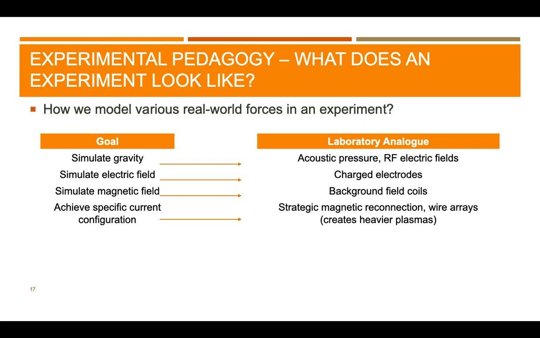You can also use RF electric fields to cancel out gravity. You'll see that later on when we go over some other experiments. So if you want to examine a plasma free floating in space, you can pulse an RF field to counteract gravity, averaging over time.